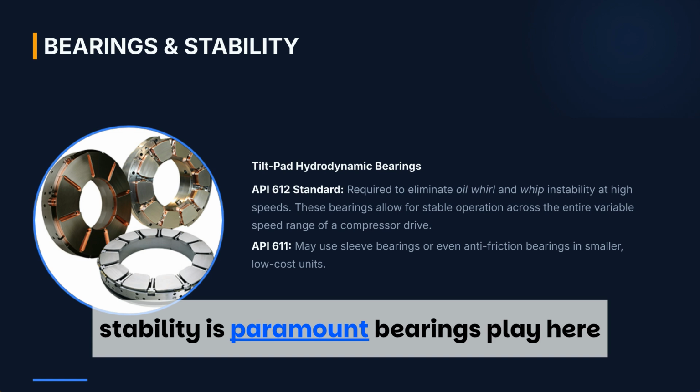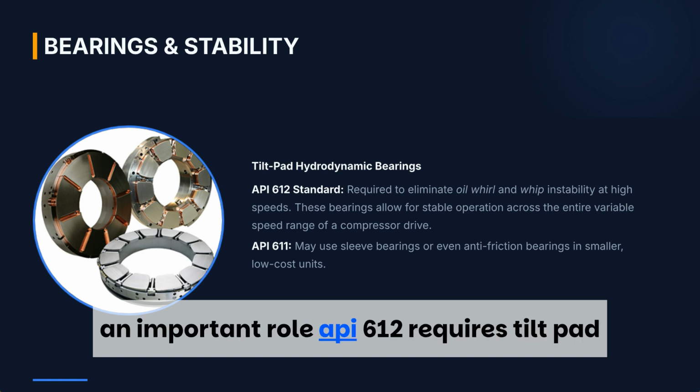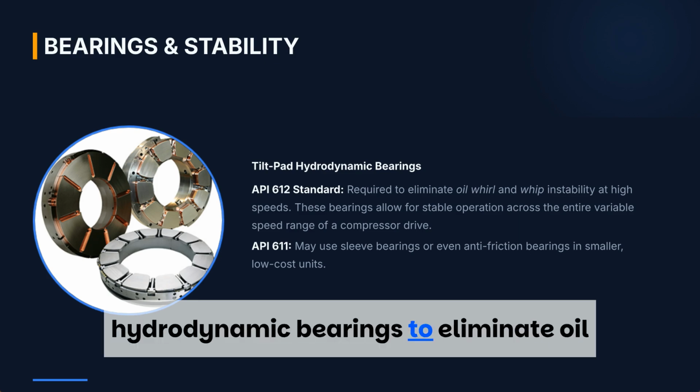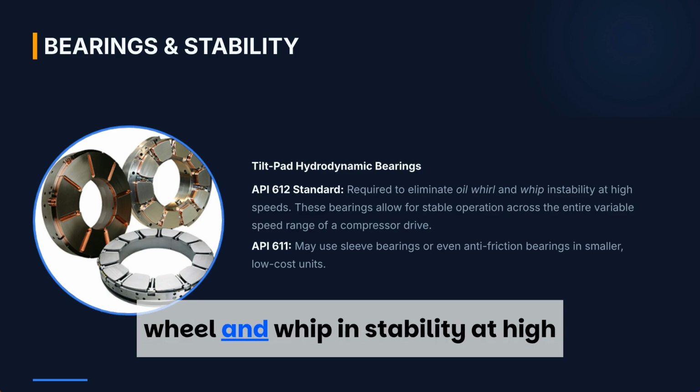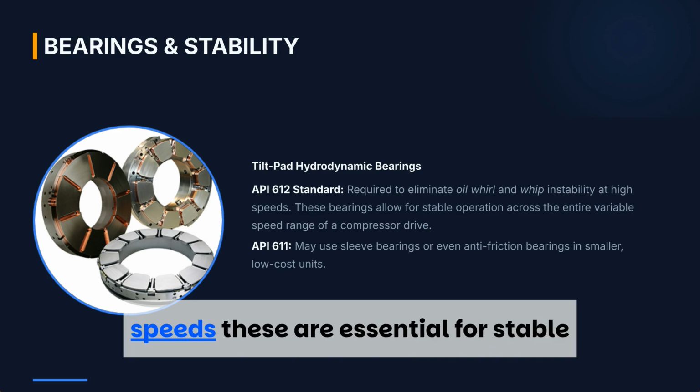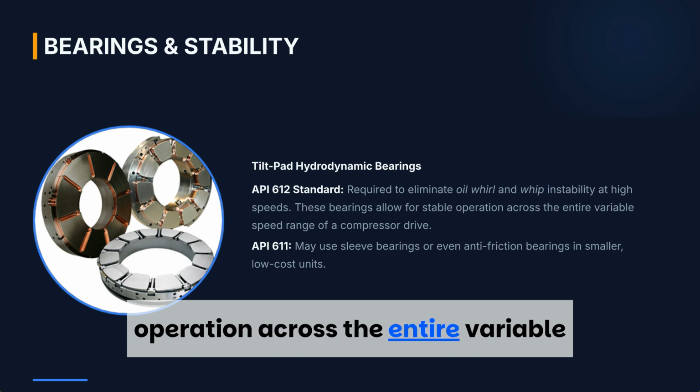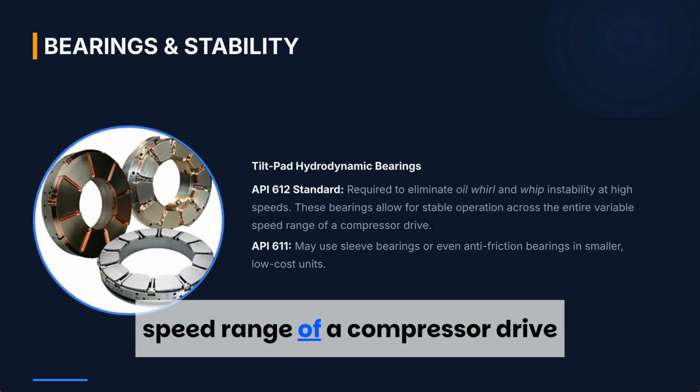Stability is paramount. Bearings play an important role here. API 612 requires tilt pad hydrodynamic bearings to eliminate oil whirl and whip instability at high speeds. These are essential for stable operation across the entire variable speed range of a compressor drive.